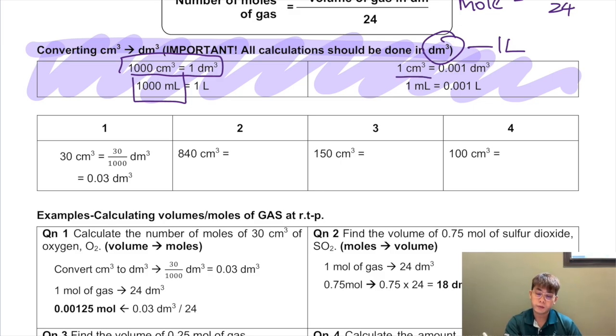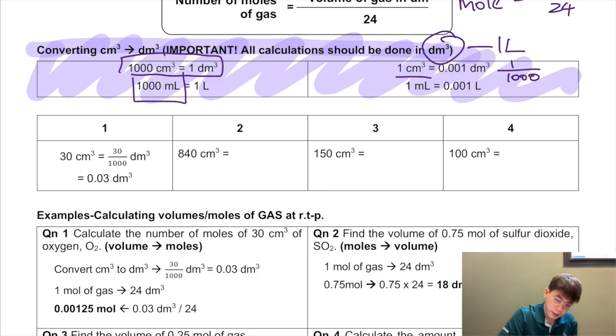How do I know that? I take 1 cm cube divided by 1000. So 1000 cm cube is 1 dm cube, and 1 cm cube is 0.001 dm cube. The same as 1000 ml is 1 liter, so 1 milliliter is 0.001 liter. We use cm cube and dm cube in science, but milliliters and liters more in daily life.